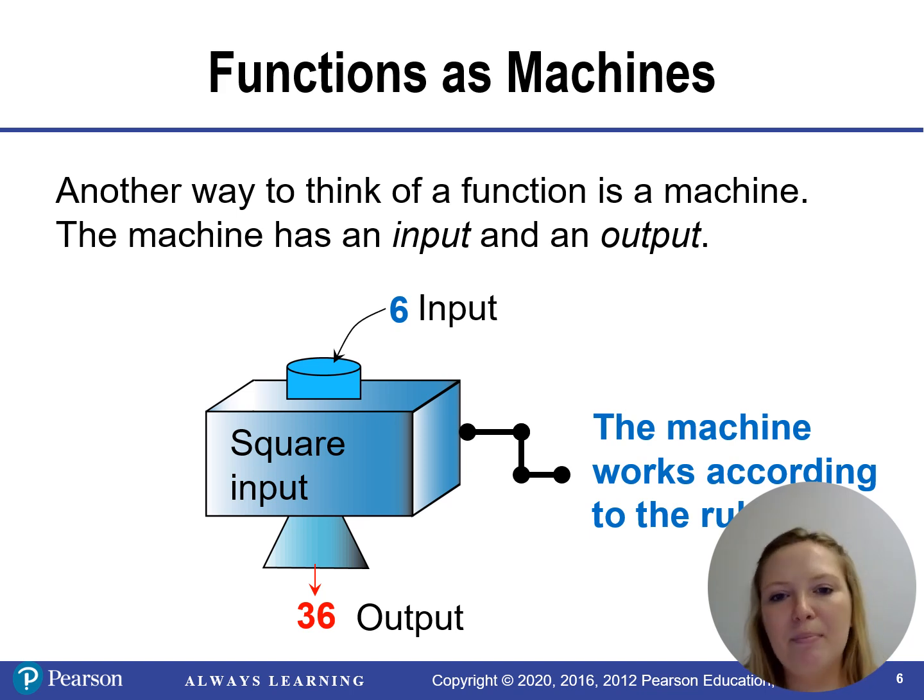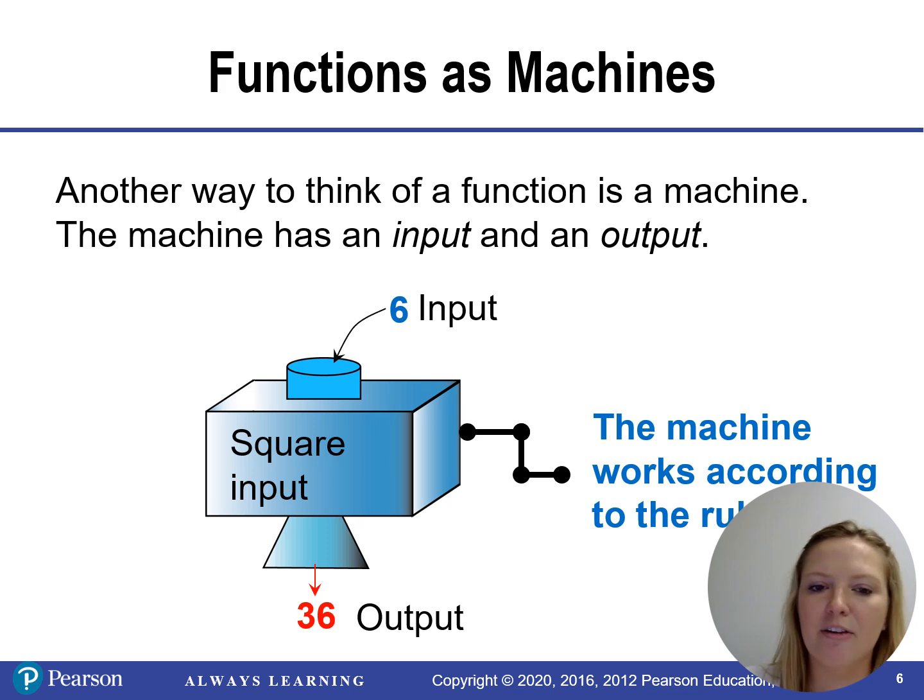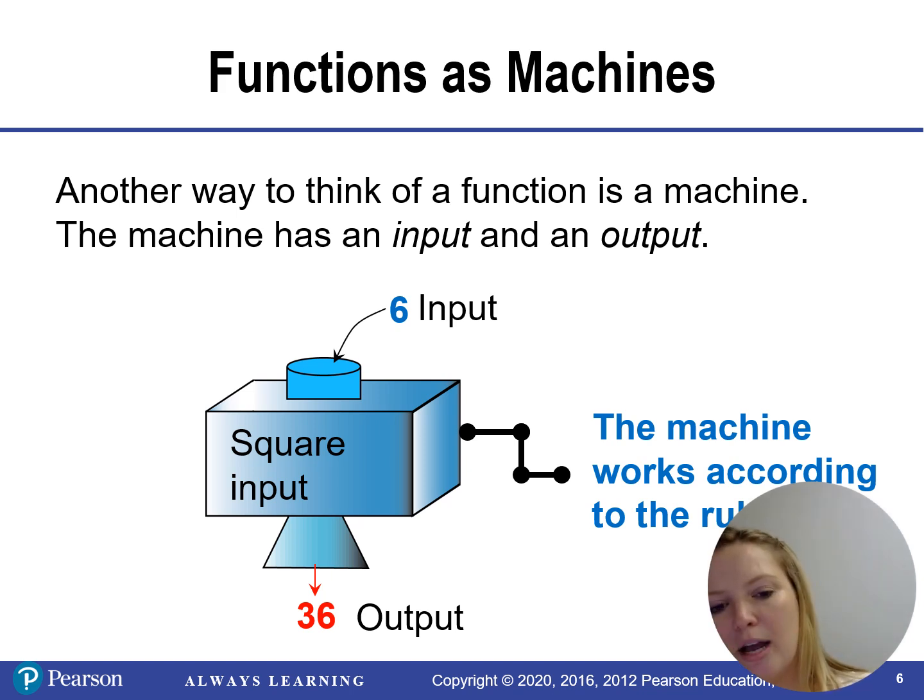So we have an input to the machine, and then the machine is working according to the rule of the function, and it spits out an output. So if in this picture we have an input of 6, and the function rule is to square the input, then it would square 6 when we put 6 in, and it would put out 36, or 6 squared.